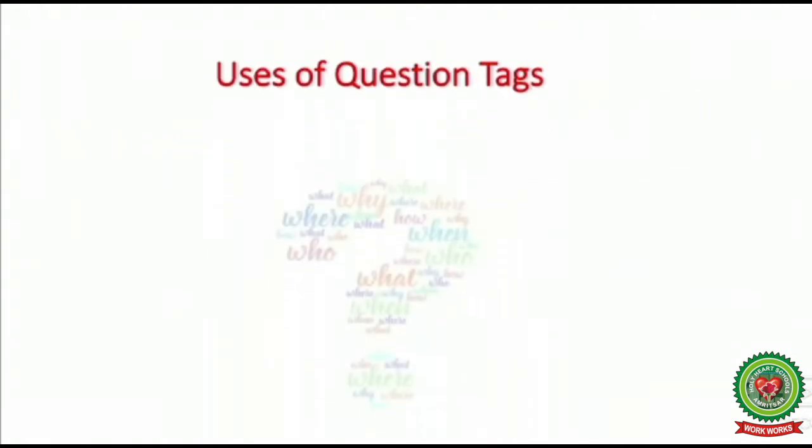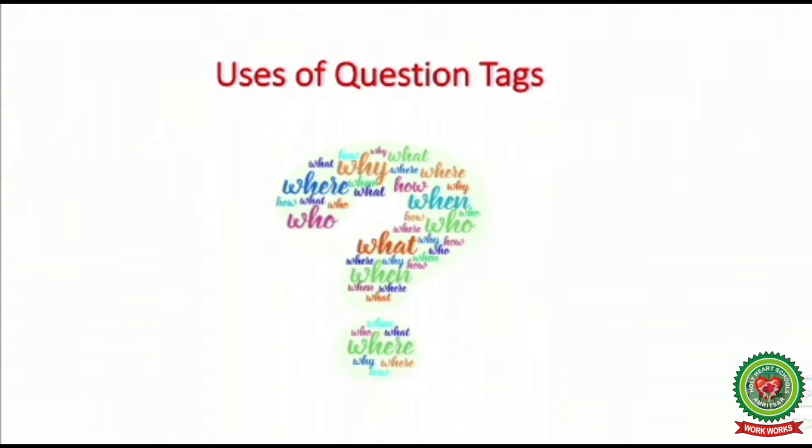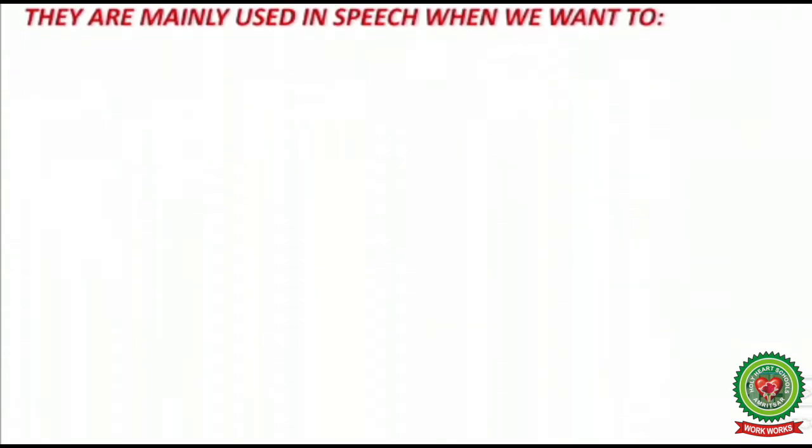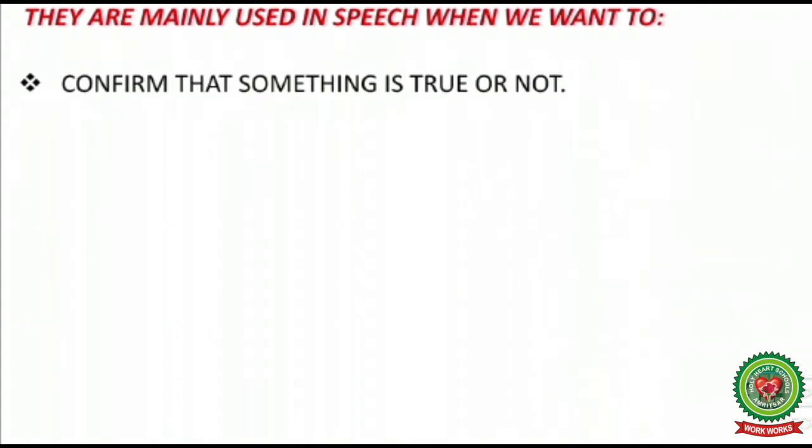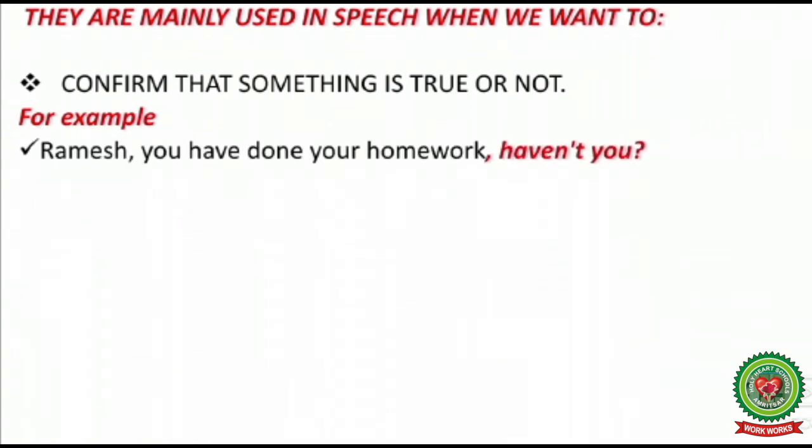Children, now let us understand the usage of question tags. Where, how, when. Well, they are mainly used in speech when we want to confirm that something is true or not. Students, let's take an example. Ramesh, you have done your homework, haven't you? Here we are confirming whether Ramesh has done his homework or not.